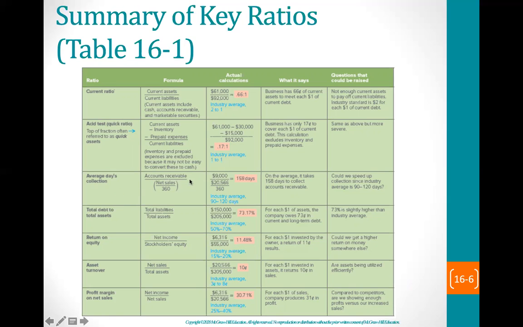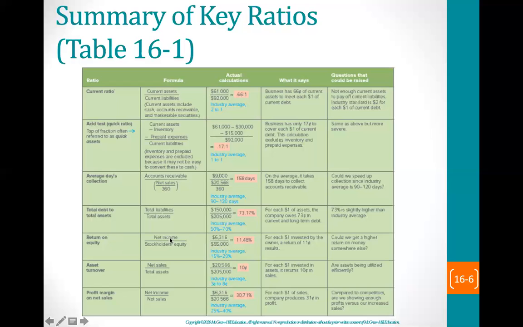Average days collection is accounts receivable divided by net sales divided by 360. This tells you how many days it takes to collect an account receivable. Again, this is a high average compared to the industry average. Debt to assets is total liabilities, which is your debt, divided by total assets. We see that they have 73.17%, which means that for every dollar of assets, the company owes 73 cents in debt. So it's slightly higher than the industry average of 50 to 70%.